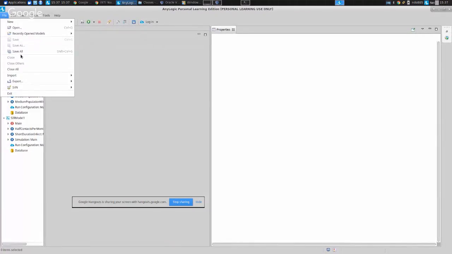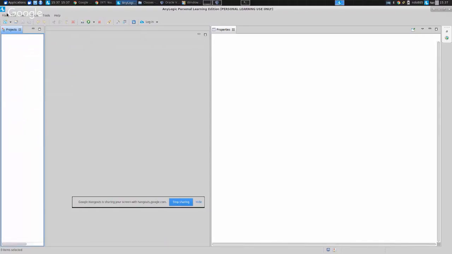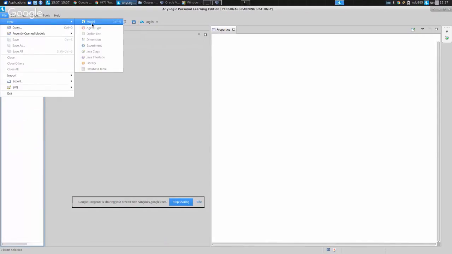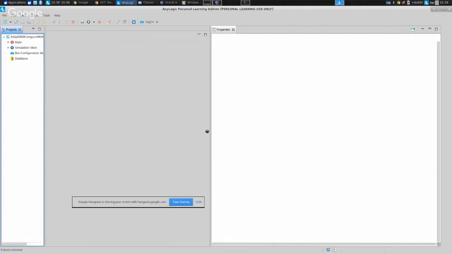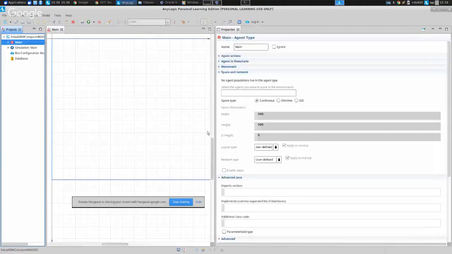I'm going to close all models, and I'm going to create a new model, and this will be called initial ABM compared with SD, okay? And I'm going to set the model time units to be years, okay? So initial ABM compared to the SD, and I set the time unit to be years. Please finish it. Pay attention to the time unit. It's a choice that carries gravity in terms of model performance.